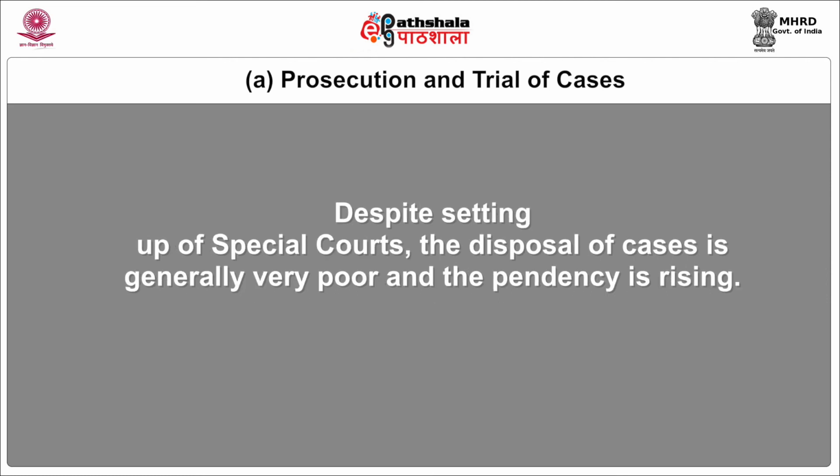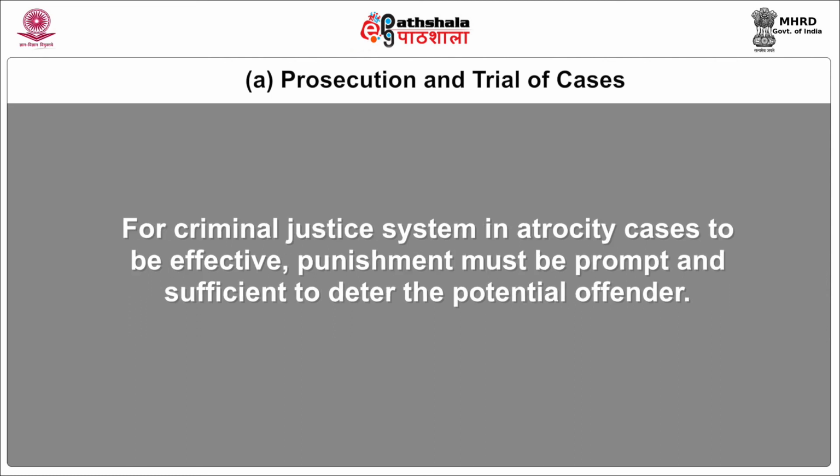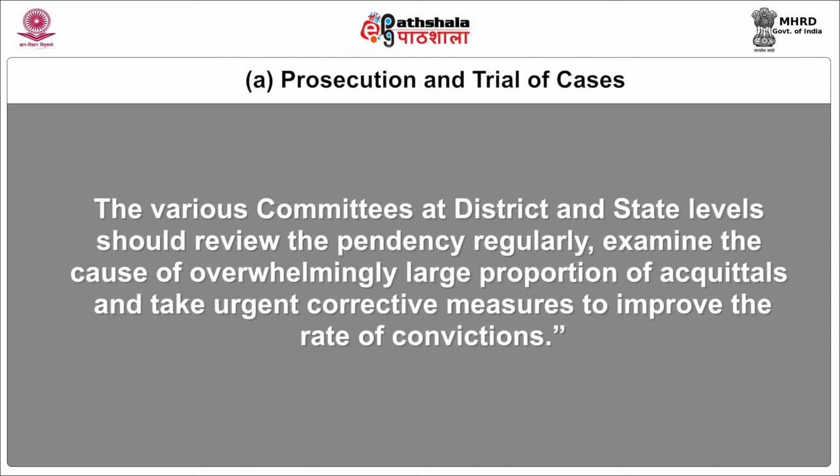Despite setting up of special courts, the disposal of cases is generally very poor and the pendency is rising. For criminal justice system in atrocity cases to be effective, punishment must be prompt and sufficient to deter the potential offender. The various committees at district and state level should review the pendency regularly, examine the causes of overwhelmingly large proportion of acquittals, and take urgent corrective measures to improve the rate of convictions, which is a very important gap.